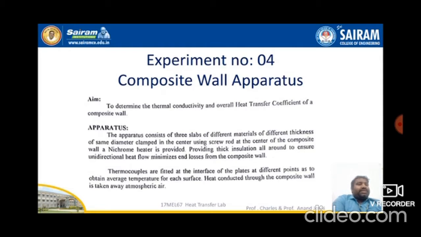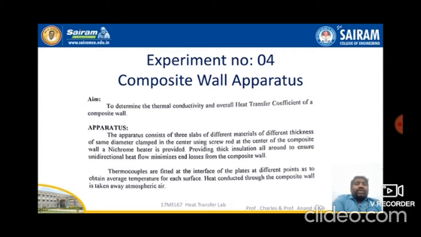Thermal conductivity is the ability to conduct heat. A material that is able to conduct heat has thermal conductivity. For example, copper is a good conductor of heat, so it allows heat to flow through that material. That is what we call thermal conductivity.